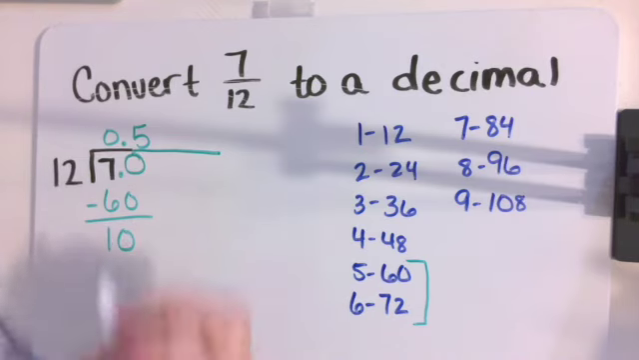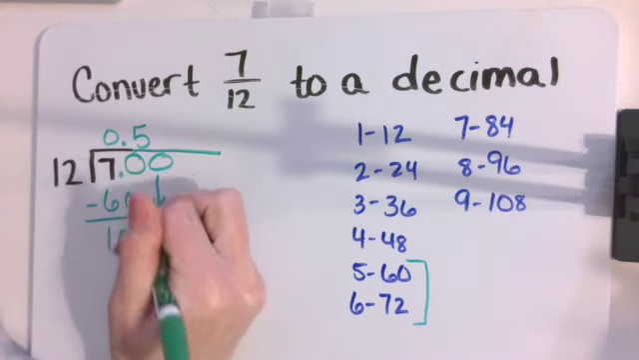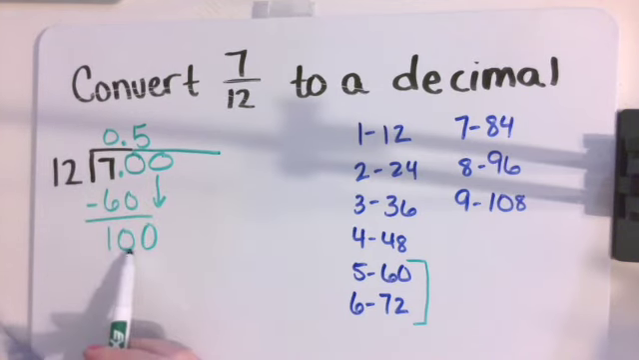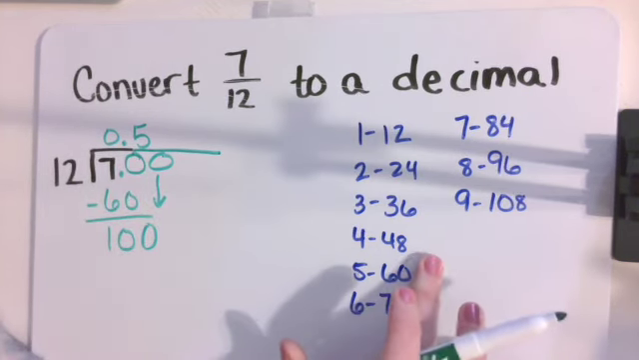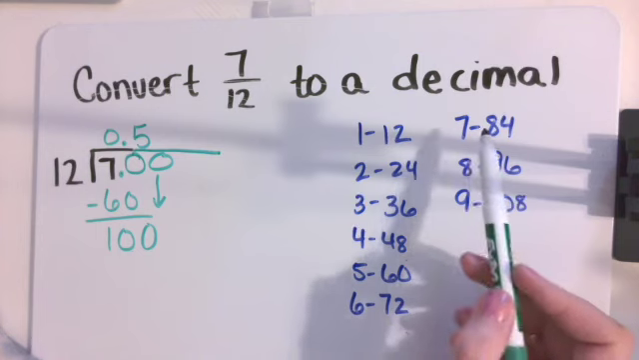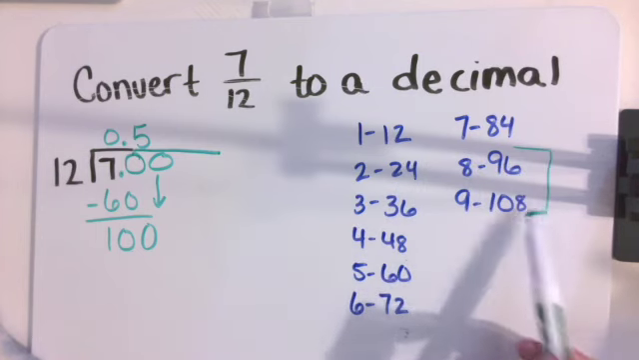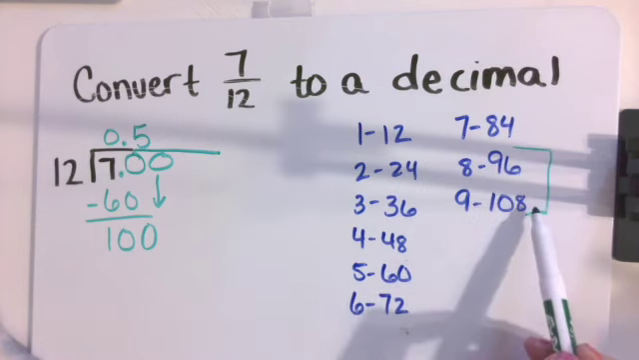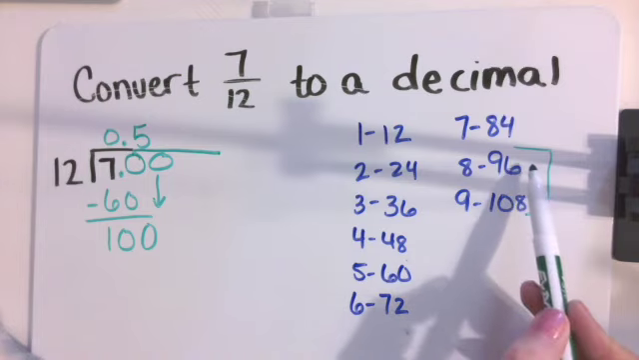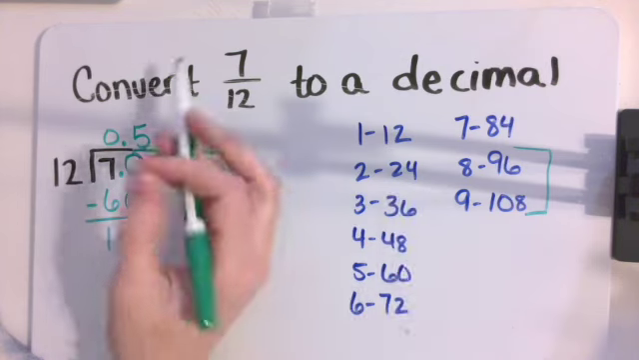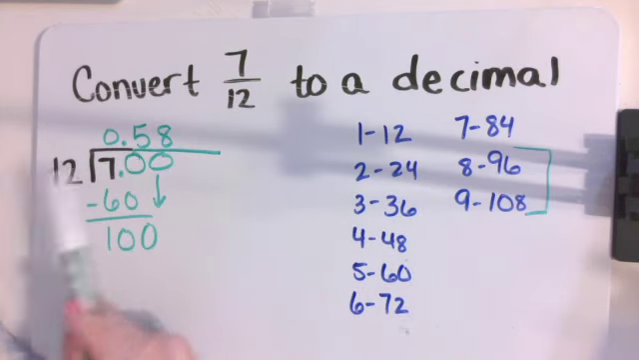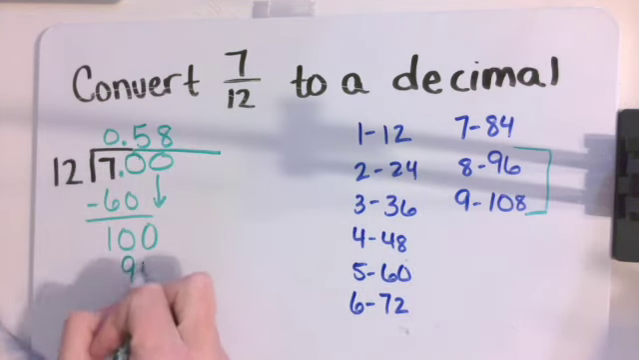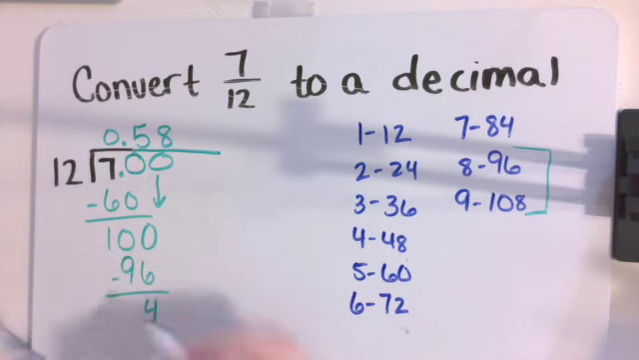So 12 doesn't go into 10, which means I have to bring another 0 down. 12 does in fact go into 100. So I have to take a look over here and think, what is in between 100? And I have these 2 groups here. So 100 is in between 96 and 108. 108 is too much, so I can only go in 8 times. 8 times 12 is 96. When I do that subtraction, I'm going to end up with a positive 4.